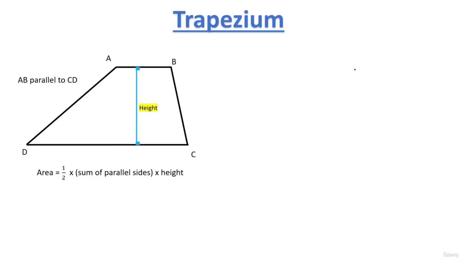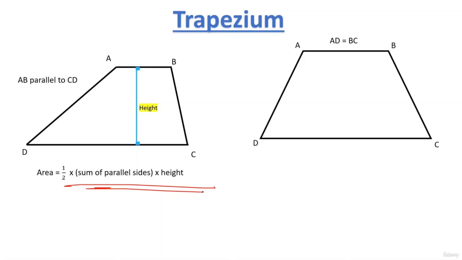The last thing we're going to discuss is a trapezium. A trapezium has exactly one pair of sides parallel. So AB is parallel to CD. That's it. The area of a trapezium is half into the sum of the parallel sides multiplied by the height. Remember this, for a trapezium, the area is always half into the sum of the parallel sides multiplied by the height.